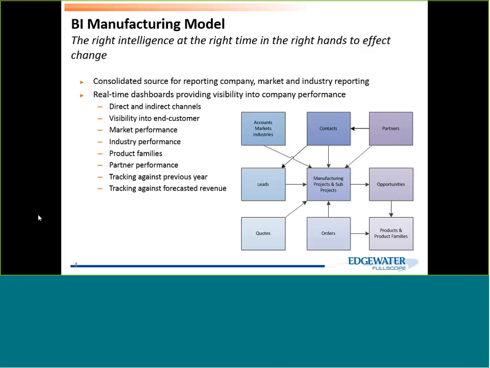So it's really important for manufacturers to try to see that wherever possible. They want to be able to analyze the market performance and industry performance. Often manufacturers don't deal with individual products so much as product families, and this information is very important to draw out of it. Of course, they want to be able to see the performance of their partners, but not just their partners, but their internal employees as well. And it's also important that they're looking at tracking against the previous year and tracking against forecasted revenue.